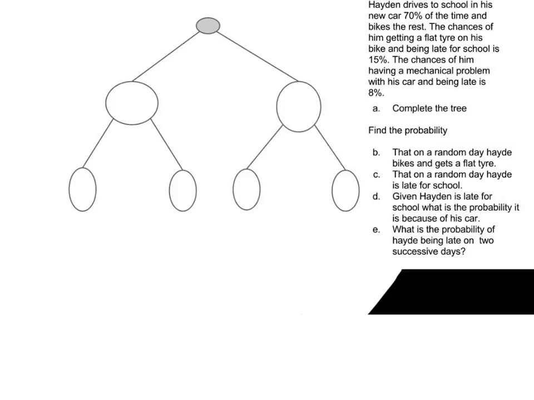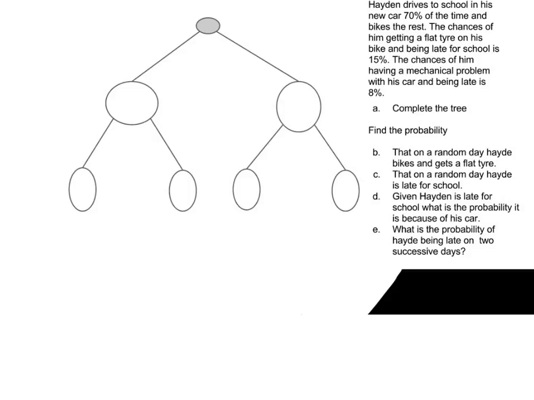So I'll get moving. Okay, we've got the scenario. Hayden drives to school in his new car 70% of the time and bikes the rest of the time. The chances of him getting a flat tire on his bike and being late for school is 15%. The chances of him having a mechanical problem with his car and being late is 8%. So complete the tree. That's our first task.